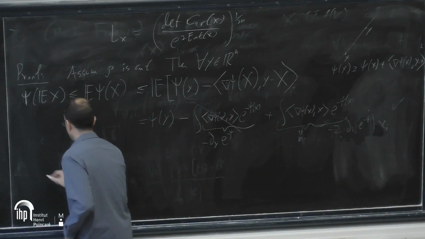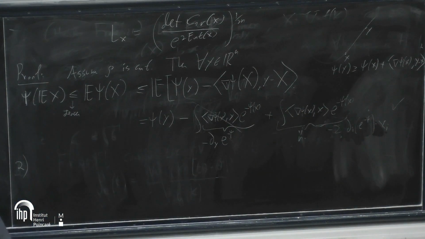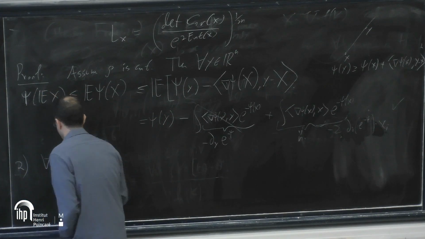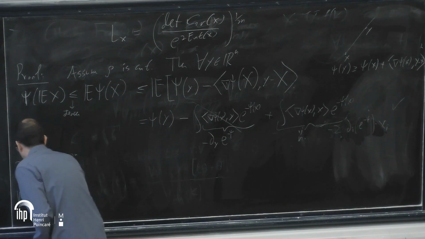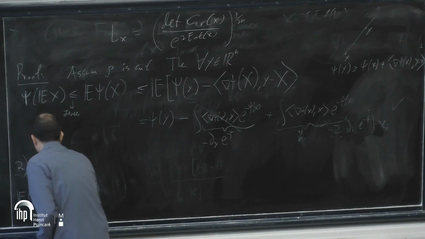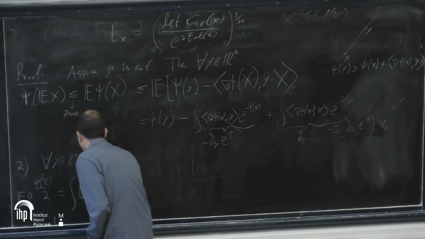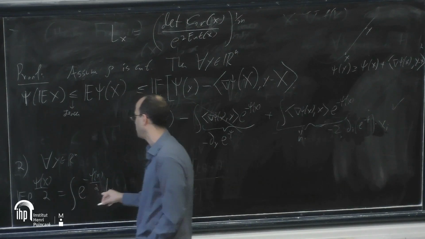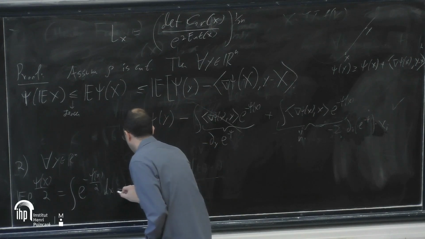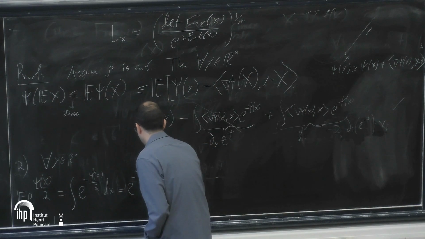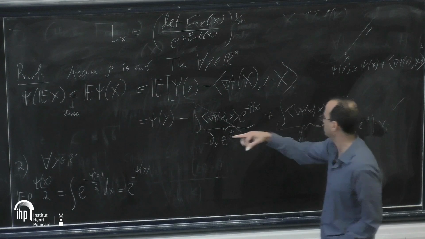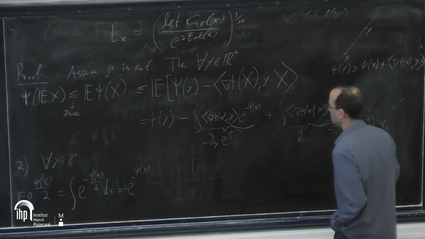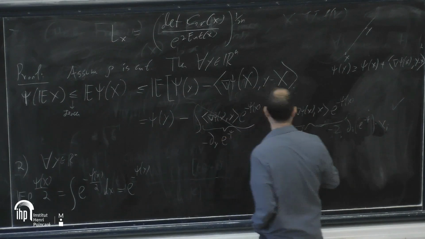And the second part is also very short. Again, for any y, this expectation is the integral of e to the minus psi x over 2 dx, because the density is e to the minus psi. So this is like e to the minus psi y outside. This is true for any y, so if you take the infimum over y, you get the infimum of psi plus n.